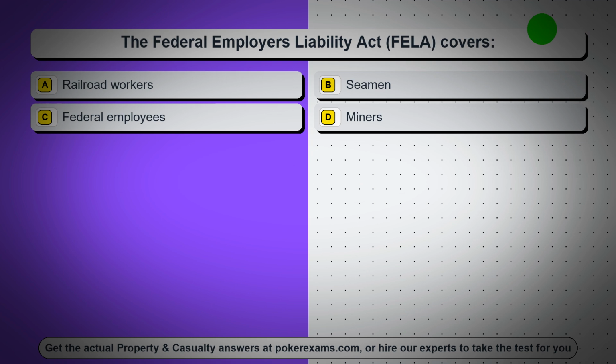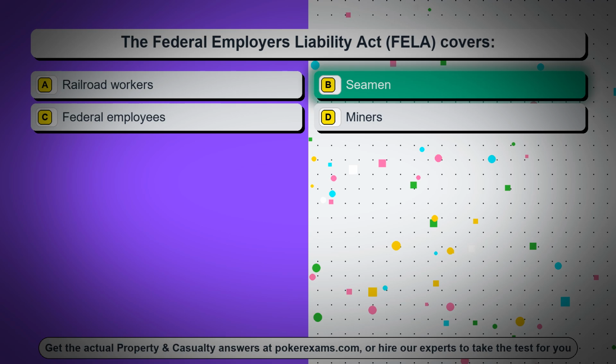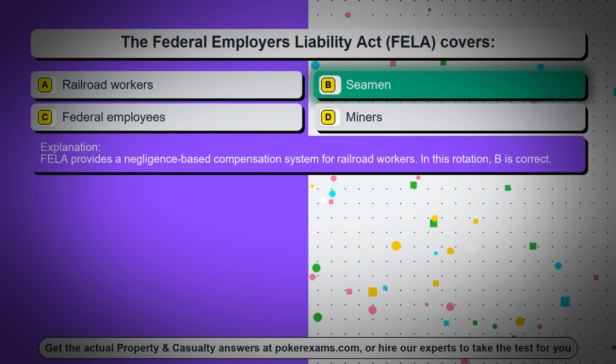Question 80. The Federal Employers Liability Act, FELA, covers option A, railroad workers, option B, seamen, option C, federal employees, option D, minors. The correct answer is option B, seamen. FELA provides a negligence-based compensation system for railroad workers. In this rotation, B is correct.